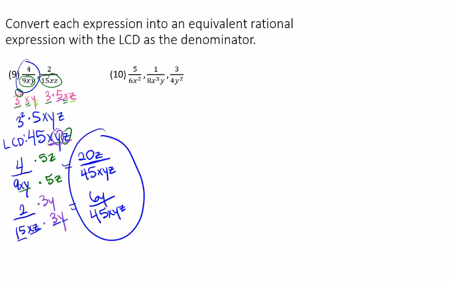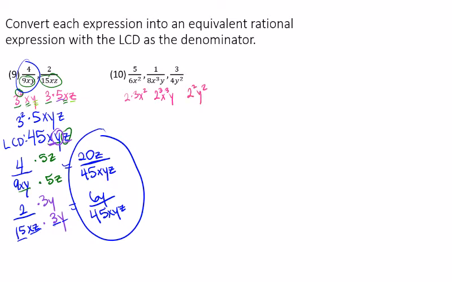All right, same thing with number 10. So first we're going to find the LCD. So I'm going to rewrite these: 2 times 3 times x squared. 8 is 2 to the third power, x cubed y. And 4 is 2 squared, y squared, right?